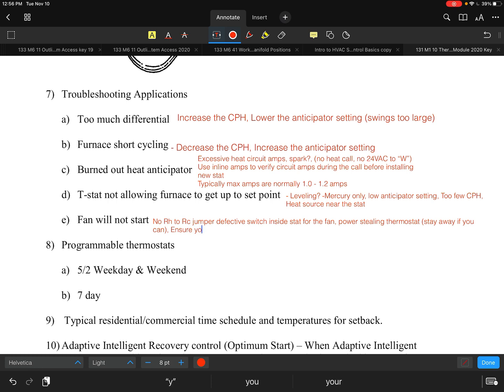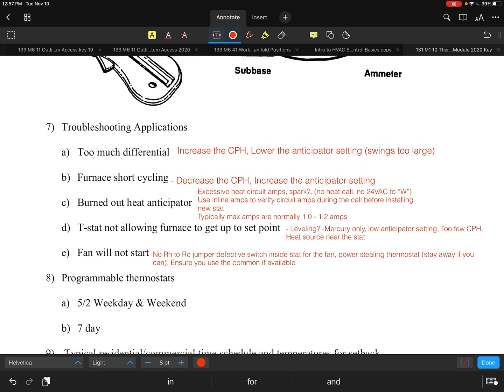And again, here's the one thing that I would say: ensure you use the common if available. That's the one thing I would say. If you have a common, use it on the power supply system. There's obviously other things that can be a problem, and I'm just giving you some of them related to some really basic typical applications.